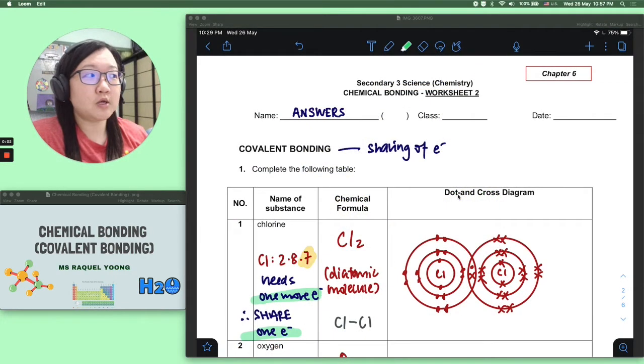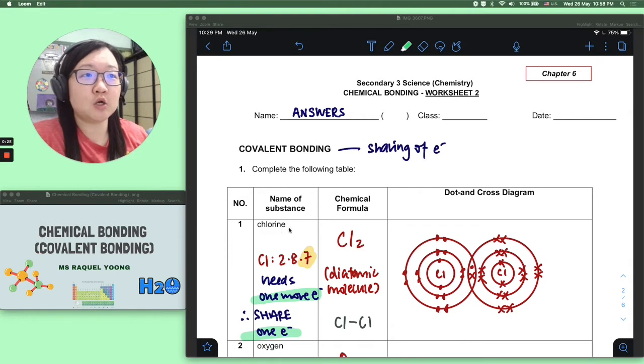Okay, let's look at question 1. So we have a table with many examples. You are given the name of the substance. You are supposed to figure out the chemical formula as well as to draw the dot and cross diagram of the covalent molecules. Okay. So in the recap just now, we said that for covalent bonding, we are focused on the sharing of electrons. Okay, so let's look at the first question.